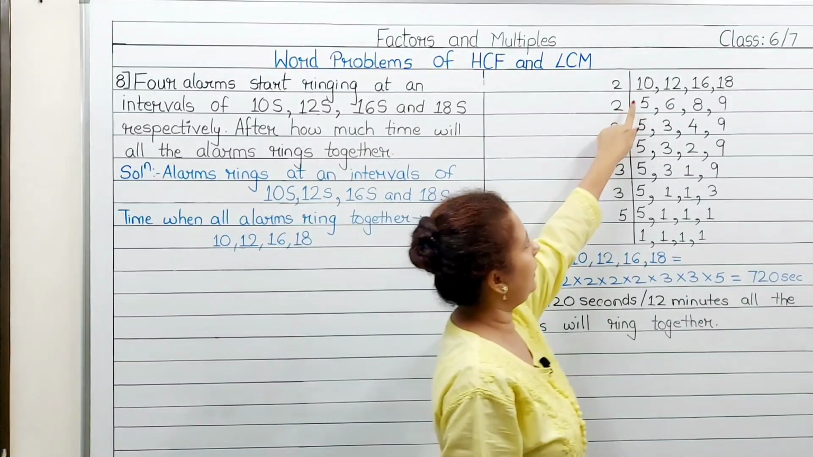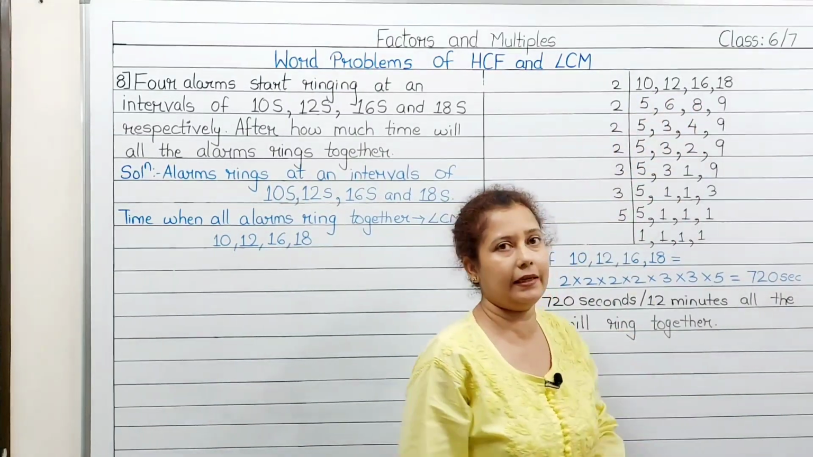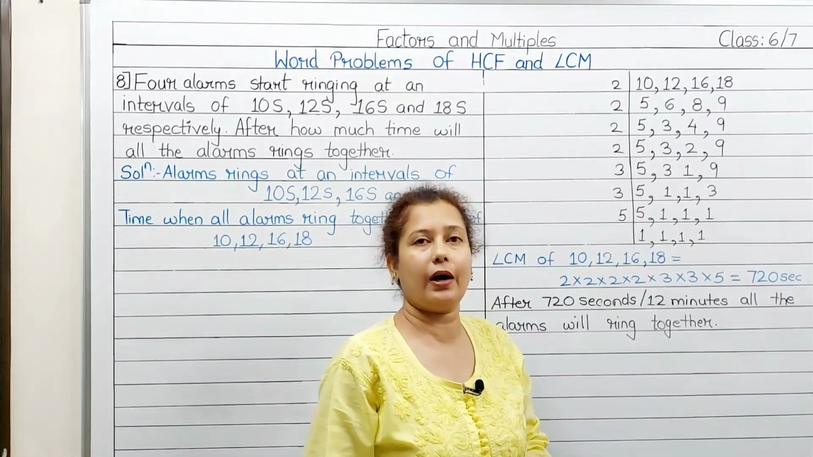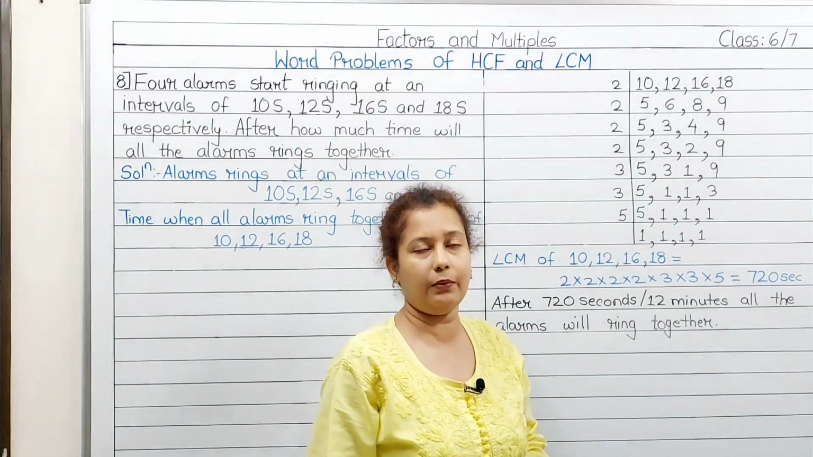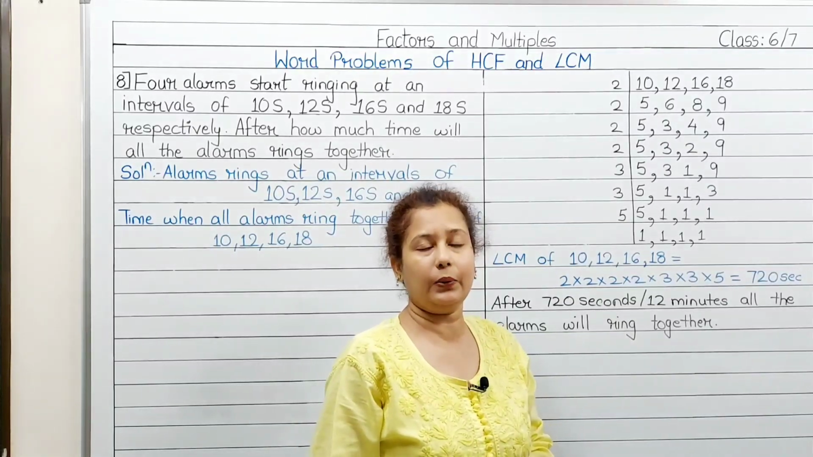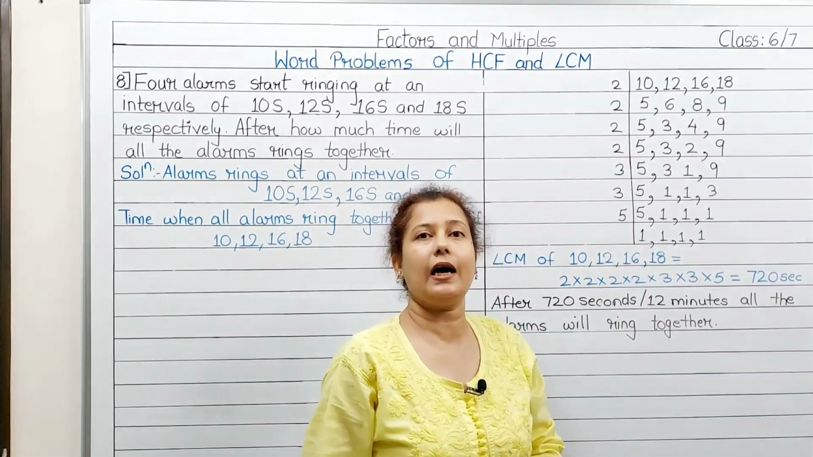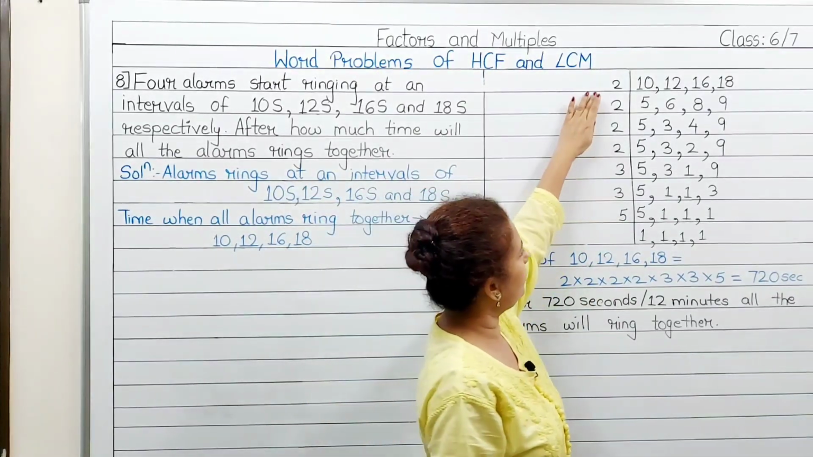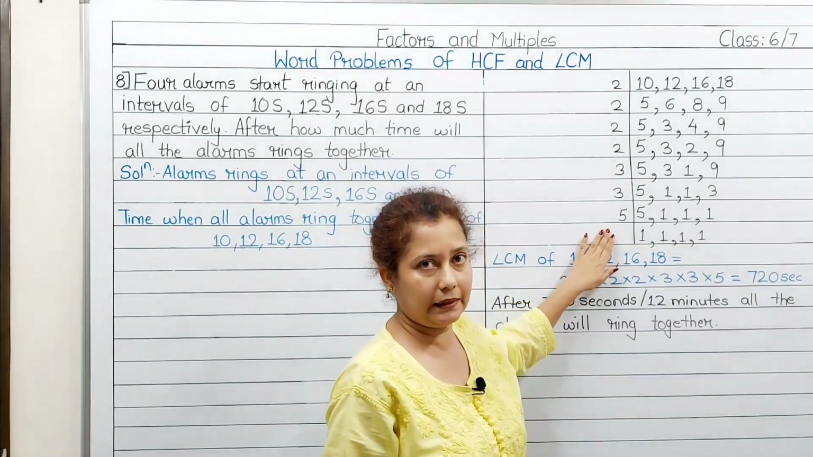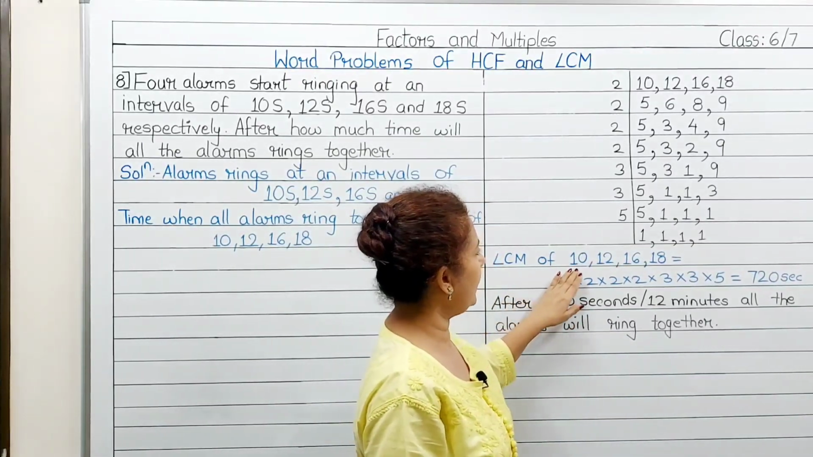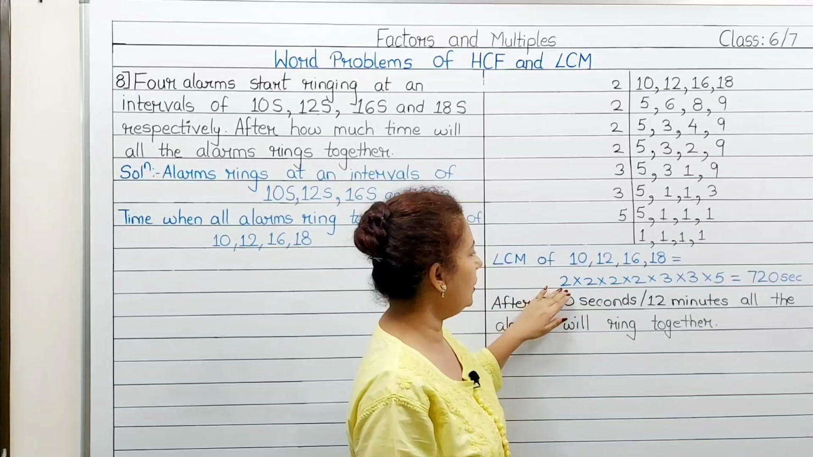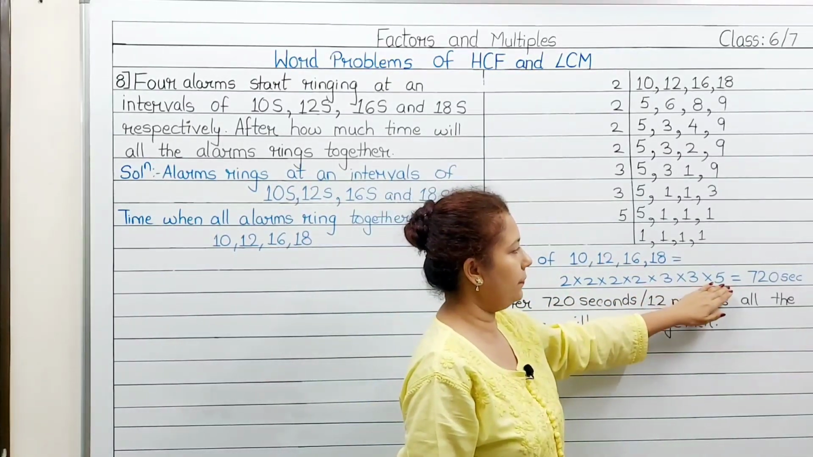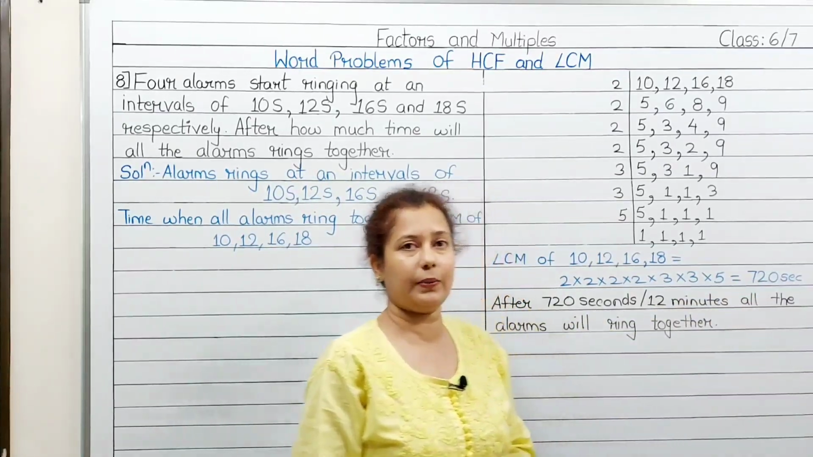So here we will find LCM of 10, 12, 16 and 18 by the common division method. You can use any method, and if you have confusion in finding LCM or HCF, then you can refer to the video in which I have explained the different methods to find LCM and HCF. The factors we got after finding the LCM are 2 into 2 into 2 into 2 into 3 into 3 into 5, that is equal to 720.